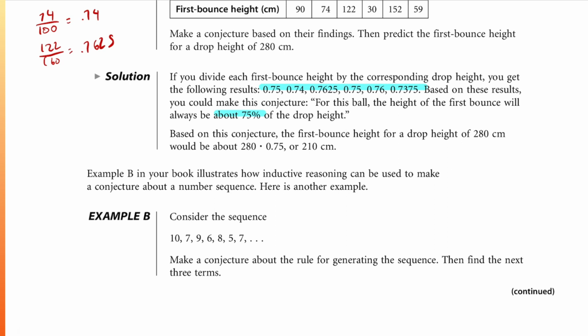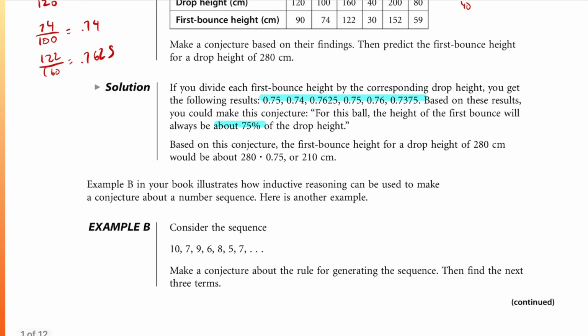All right, let's look at another example. They ask us to consider this sequence. They want us to make a conjecture about the rule for generating the sequence. So let's see if we can come up with the conjecture.